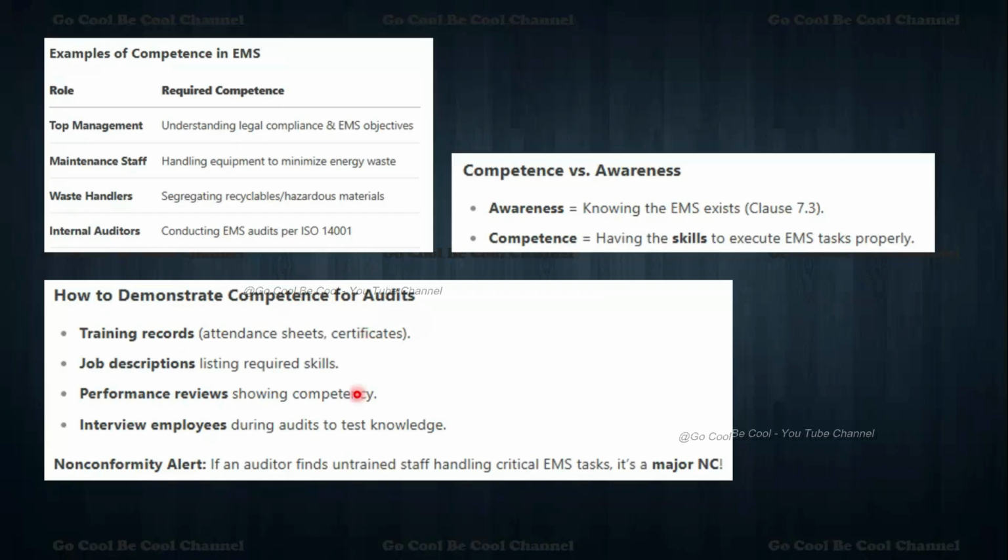Training records, attendance, receipts, certificates and everything. Job descriptions, yes, we have a lot of things as well. Performance reviews showing competence, and interviewing employees during the audit to test knowledge. Non-conformity alert: if an auditor finds untrained staff handling critical EMS tasks, it is a major NC. Please ensure that at least during audit time, my dear friends. Anyhow, you can write these kinds of questions.